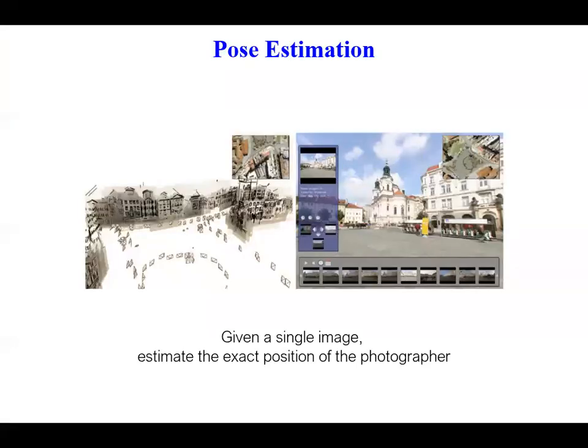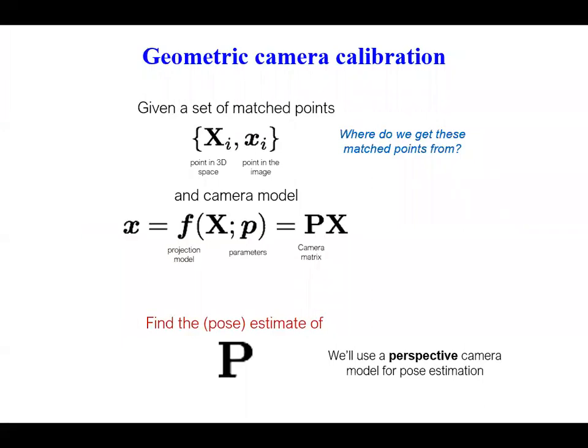Just to recap some of the stuff that we have already mentioned earlier, the geometric camera calibration. Assume that I'm giving you these images and I'm asking you to estimate the exact position of the photographer. Where exactly was the photographer when he or she took this particular picture? And we said that, given a set of matched points in the 3D space and in the image, so now you know this, you know that, I need this, which is the pose estimate.